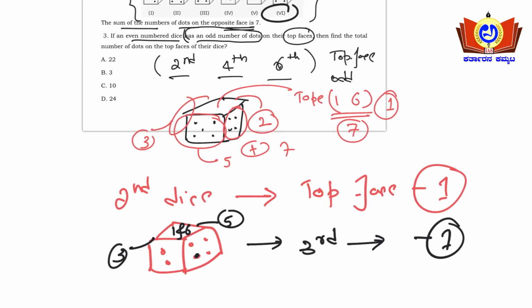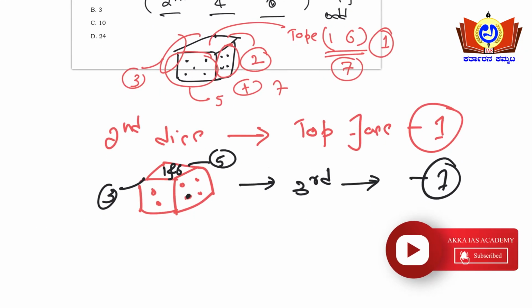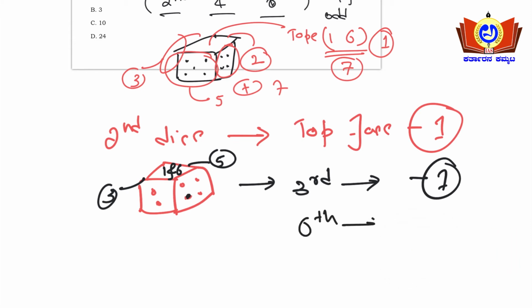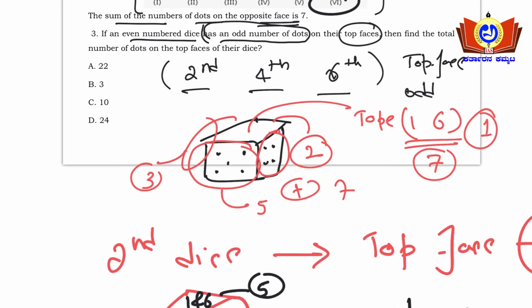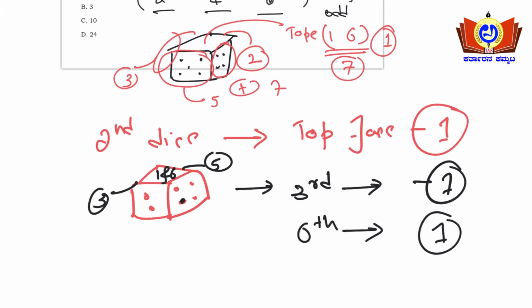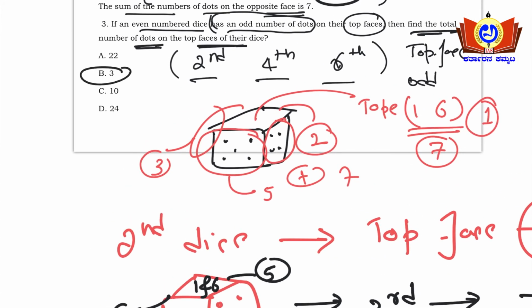Top face of the sixth dice will also be 1 here. What the question asks: if the even number dice has an odd number of dots on their top faces, find the total number of dots on the top faces of the dice. So the total number of dots means 1, 1, 1, that is 3 here. So option B is the right answer, guys.